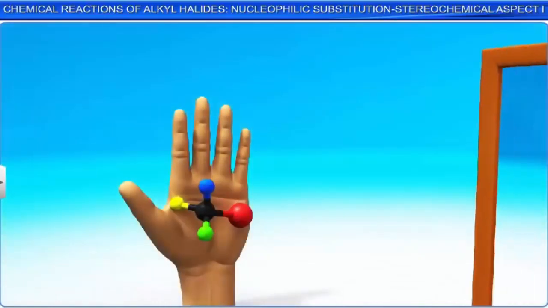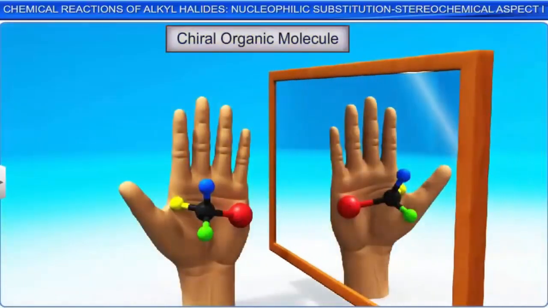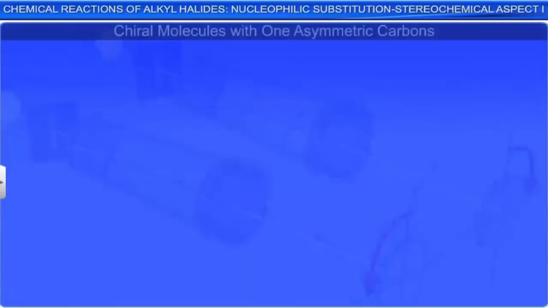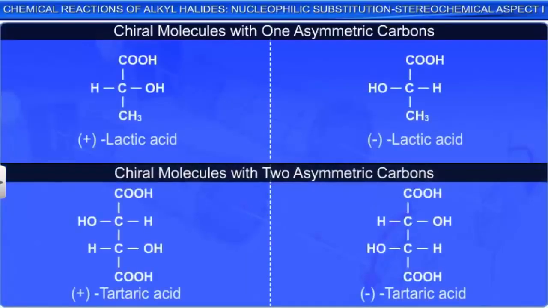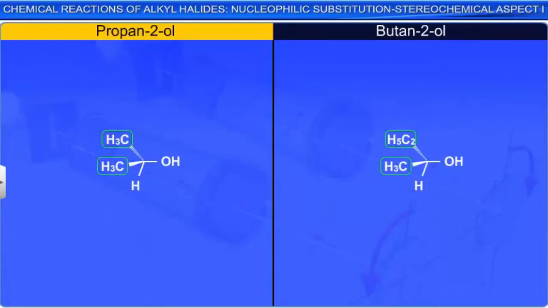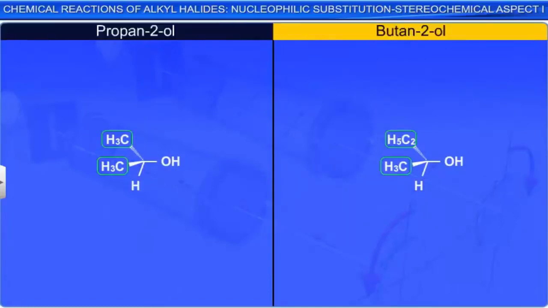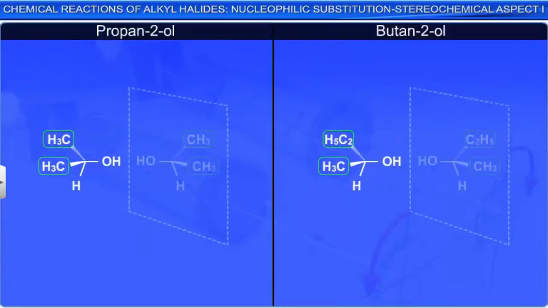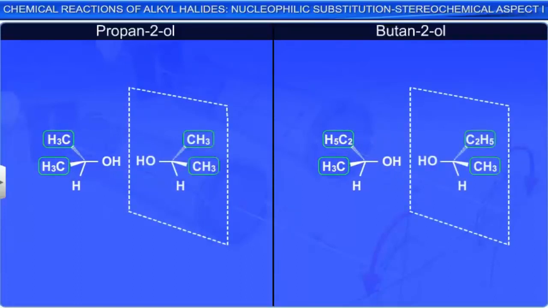Let us apply this concept to organic molecules. Chiral molecules may contain one or more asymmetric carbons or stereocenters. An asymmetric carbon is represented with a star on it. Consider two simple molecules, propan-2-ol and butan-2-ol, and their mirror images as shown here.